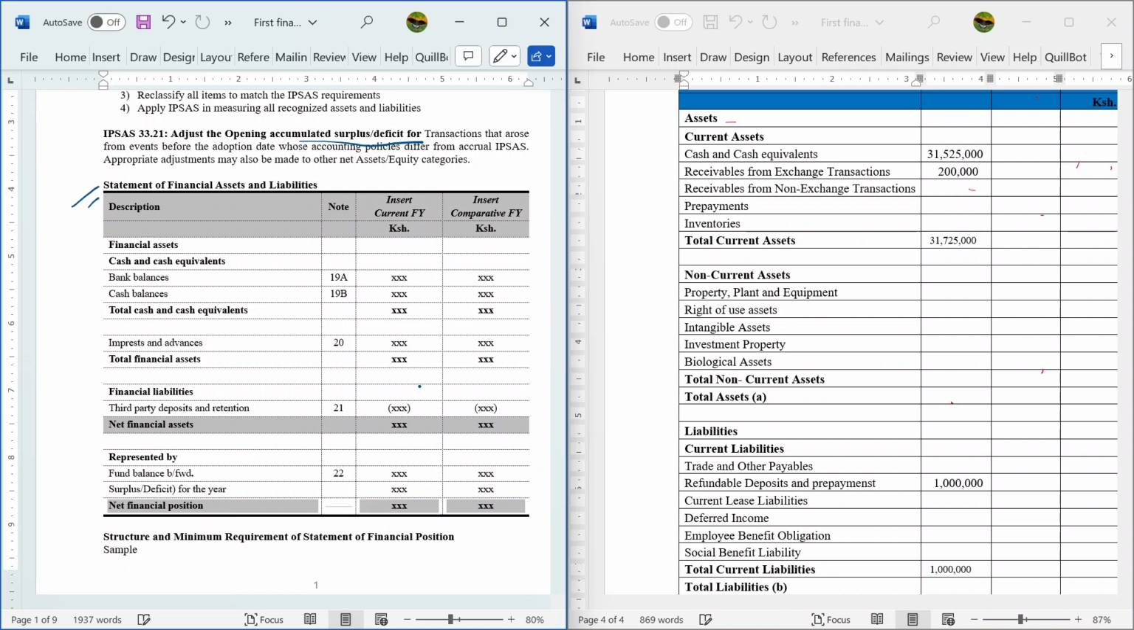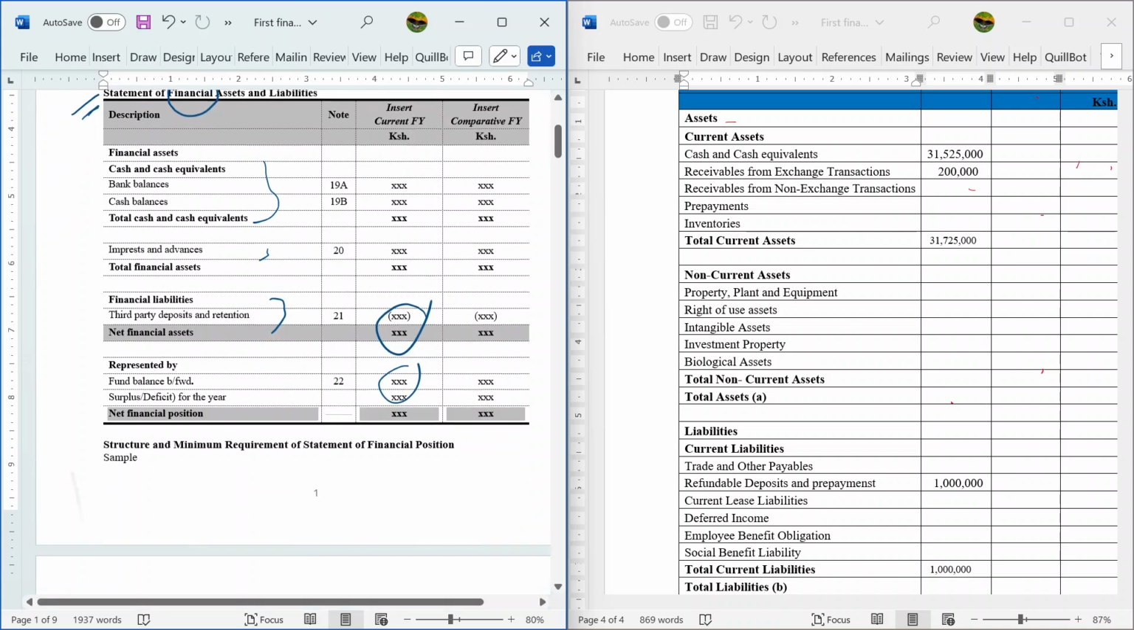This statement, while you are on cash basis, was called the statement of financial assets and liabilities. You are only dealing with cash: bank balance, cash balance, third-party deposits, and again, the represented by is just the balancing figure on top here. So, we have this cash basis statement.